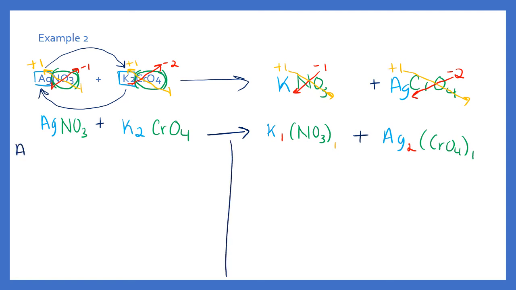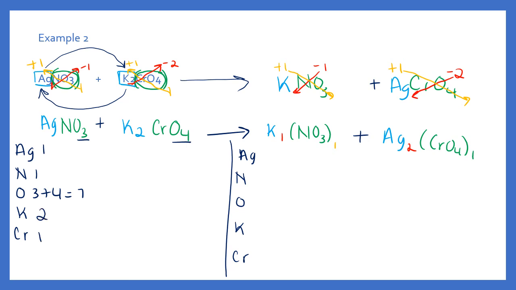So I have silver, nitrogen, oxygen, potassium, and chromate. My silver is 1, my nitrogen is 1, my oxygen is 3 plus 4, which makes 7 because that 3 and that 4. Potassium is 2 and chromate is 1. My silver is 2, my nitrogen is 1, my oxygen is 3 plus 4, which makes 7. My potassium is 1 and my chromate is 1.